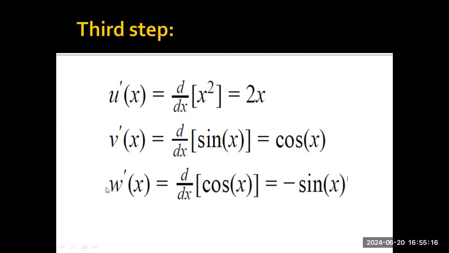Let's have the third factor, w of x, which is equal to cosine of x. Now, if we differentiate this third factor, the derivative of cosine of x equals the negative sine value of x. So we're now able to get the derivative of each factor.